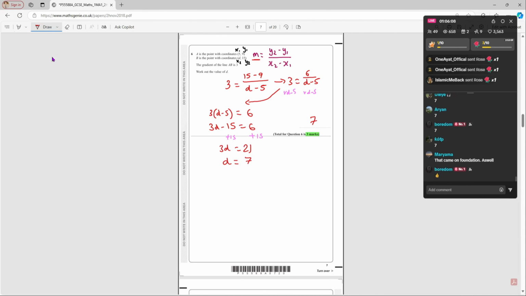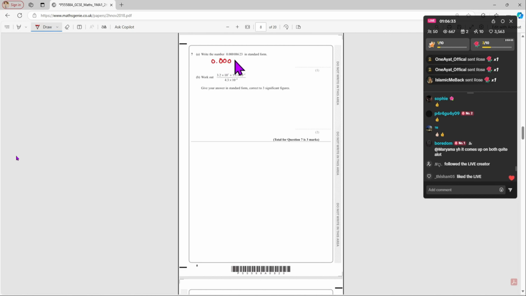Question number 7. We have to write the number 0.0000 8623 in standard form. So how do we do this? I'm going to write this: 0.0000, then 8623.